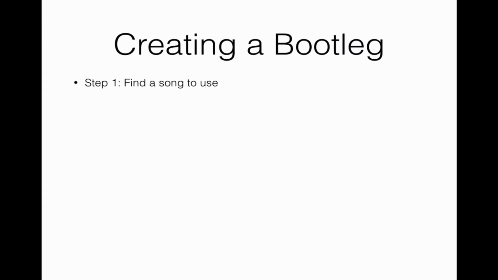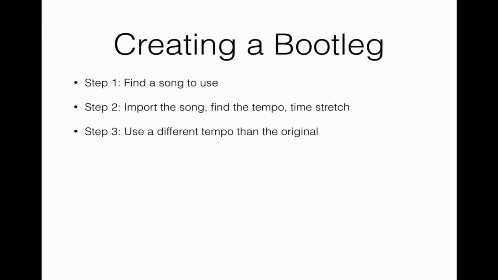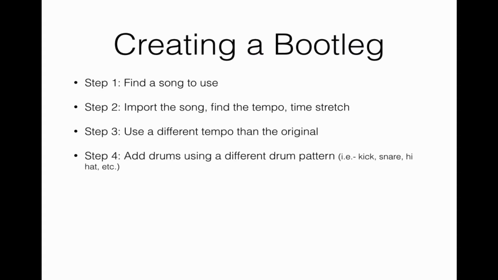All right. And the first thing again was we're going to find a song that we want to use. And we're going to import the song and find the tempo and time stretch it to make sure that it fits on the grid. And then what we're going to do is we're going to change it slightly. We might use a different tempo than the original just to make it sound different.